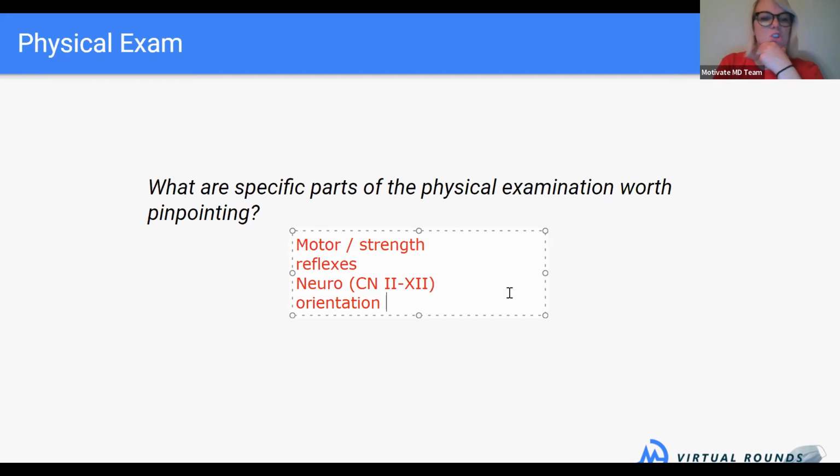If someone had a seizure, what do you really want to make sure they haven't done? We talked a little bit about urinary incontinence, but what about specifically with the head and neck? What are we looking at there? Yeah, making sure they didn't bite their tongue. Excellent. That's something we want to look at. We want to look at their mouth.